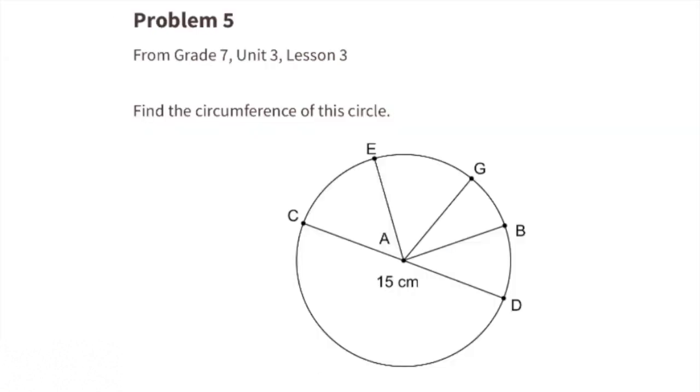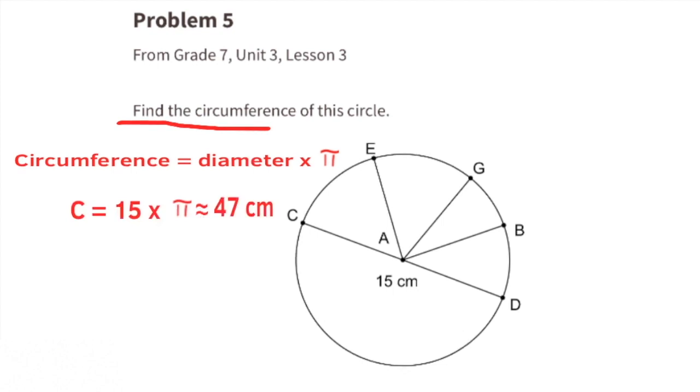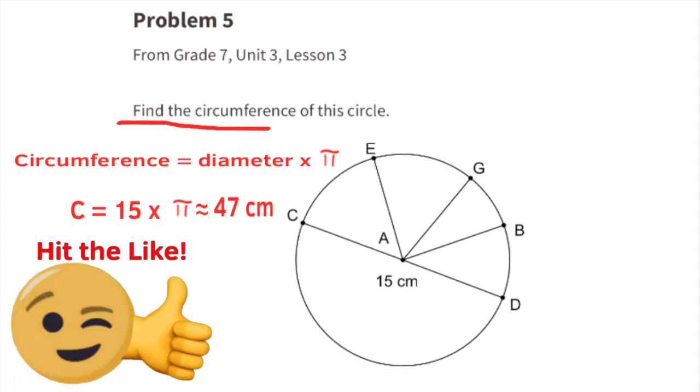Problem number 5 from 7th grade, Unit 3, Lesson 3. Find the circumference of this circle. The diameter is 15 centimeters, and 15 centimeters times pi will give us the circumference. 15 centimeters times pi is approximately 47 centimeters. The circumference of this circle is about 47 centimeters.